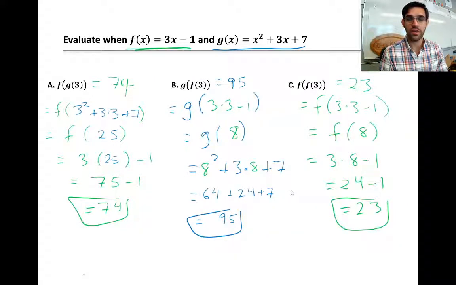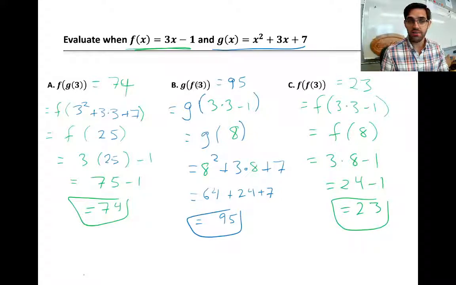Alright, so we can also evaluate specific numbers in composite functions. So if I wanted to find f of g of 3, I'm going to take 3 and put it into g, whatever the output is. Let's see here. If I put 3 into g, I get 3 squared plus 3 times 3 plus 7. That's 9 plus 9 plus 7, which is 25. So f of g of 3 is the same as f of 25. So I'll take 25 and put it in for x in our f function. So 3 times 25 minus 1. And simplify. We get 74.